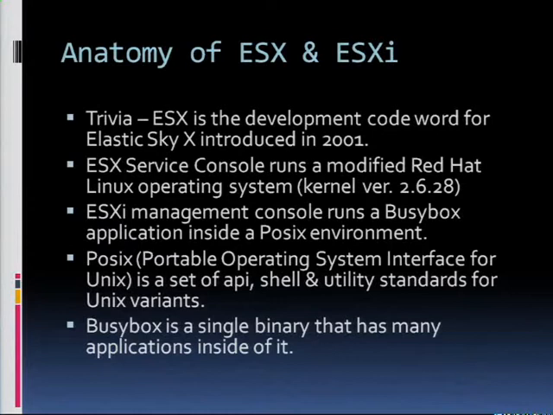The ESX Service Console runs a modified Red Hat Linux operating system. The kernel version for vSphere, the current version, is 2.6.28. The ESXi management console runs a BusyBox application inside of a POSIX environment. POSIX stands for Portable Operating System Interface for Unix. It's a set of API, shell, and utility standards for Unix variants, and it basically allows you to create a very small portable operating system, which ESXi uses to run the other things on top of it.